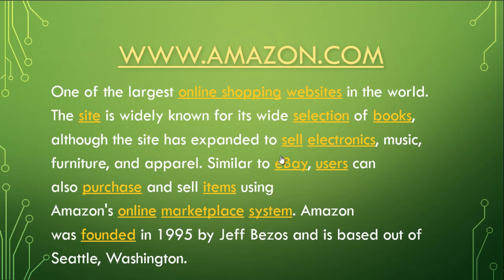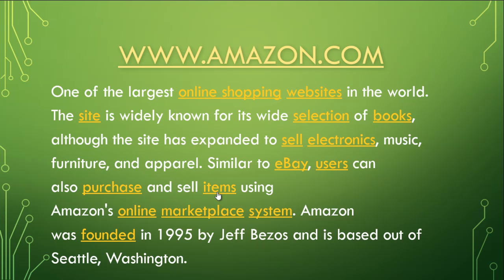Alright, so one of the two websites we have today is www.amazon.com. Amazon is one of the largest online shopping websites in the world. The site is widely known for its wide selection of books, although it has expanded to selling electronics, music, furniture, and apparel. Similar to eBay, users can also purchase and sell items using the Amazon online marketplace system. Amazon was founded in 1995 by Jeff Bezos and is based out of Seattle, Washington.